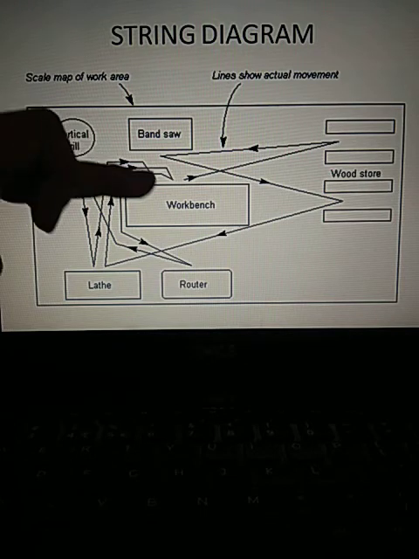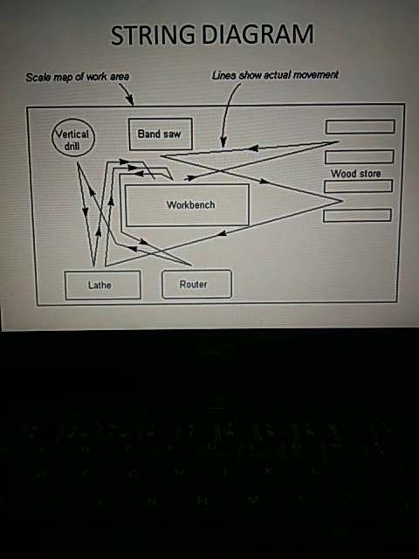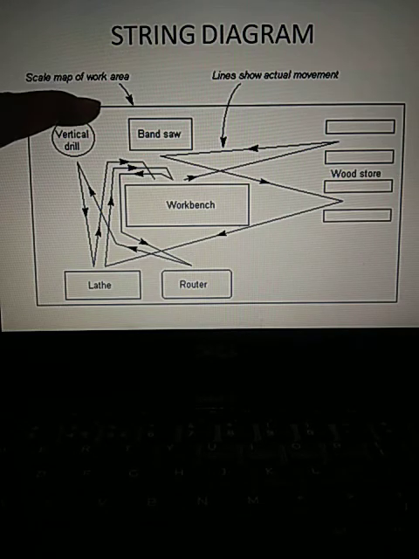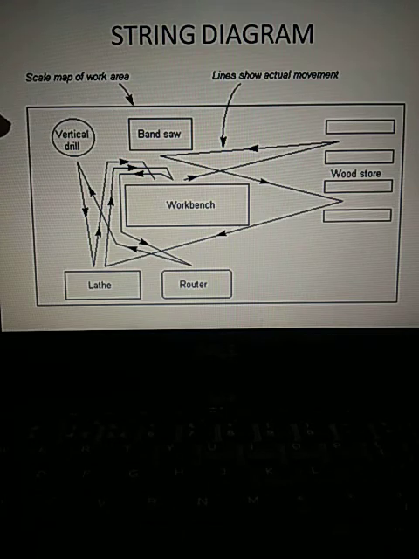So there are so many departments, like vertical drill, nothing but placing holes, now band saw, wood store, workbench, lathe, router. All these are connected by the arrows. All these sub-departments are, as much as possible, near to each other. So this is called an example of the string diagram.